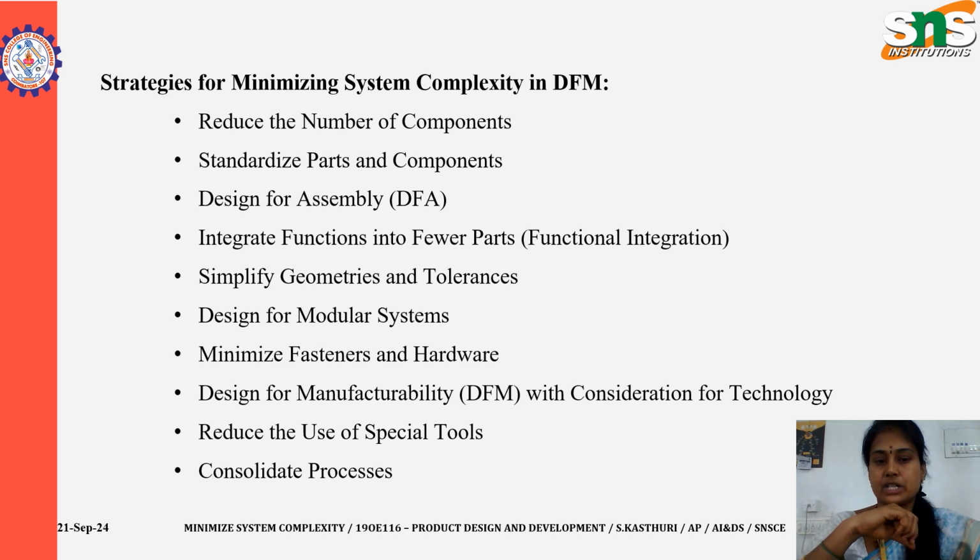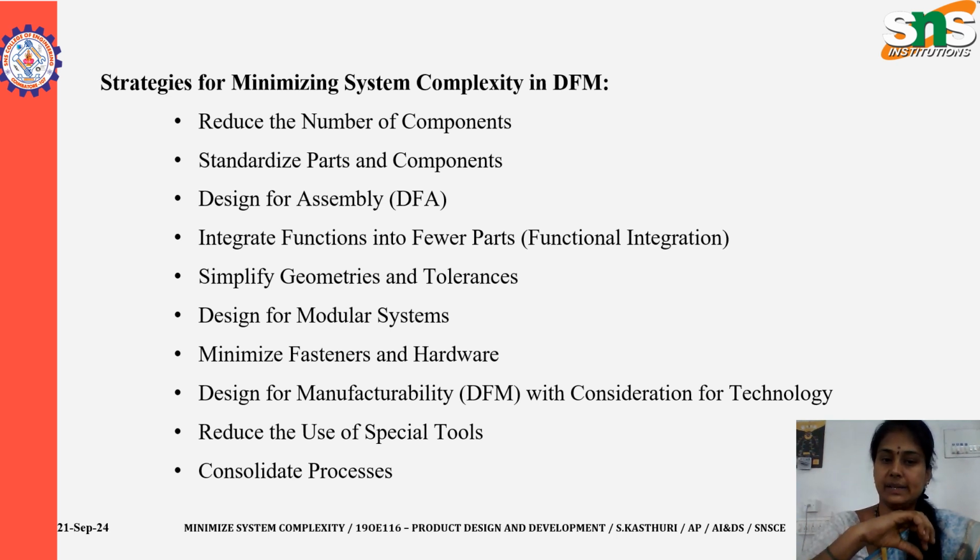Design for manufacturability with consideration of technology. This involves designing products with a focus on manufacturing technologies that are simpler, more efficient, and cost effective. Avoid overly complex manufacturing techniques unless absolutely necessary. Next one is to reduce the use of special tools. Minimize the requirement for special tools, jigs, and fixtures that are necessary for assembly or manufacturing. Using standard tools or eliminating complex tool configurations simplifies production and reduces the cost.